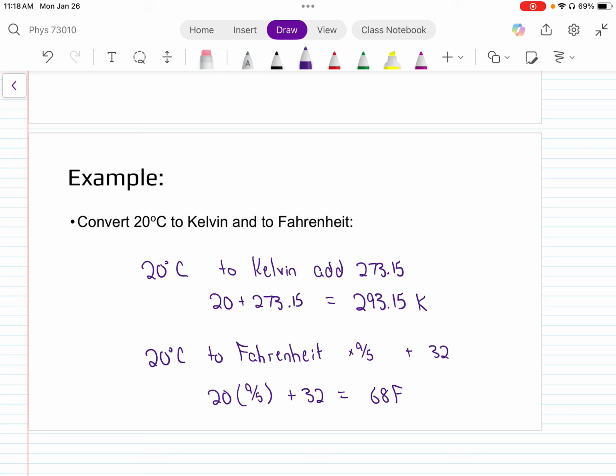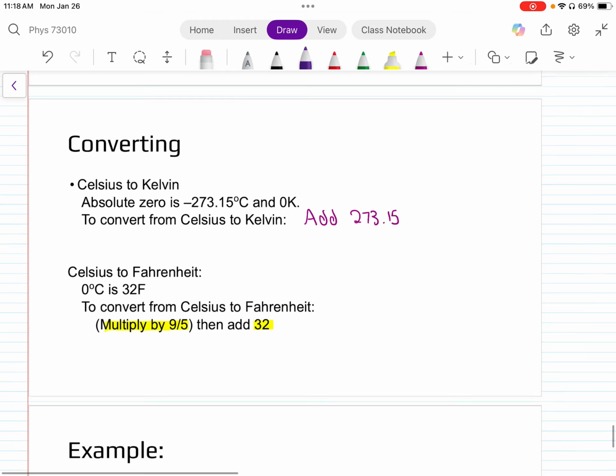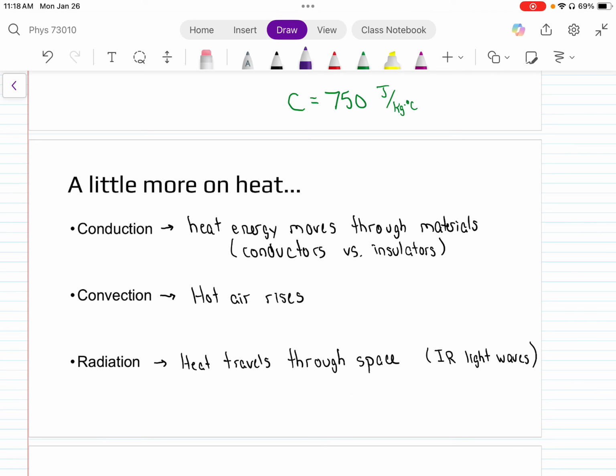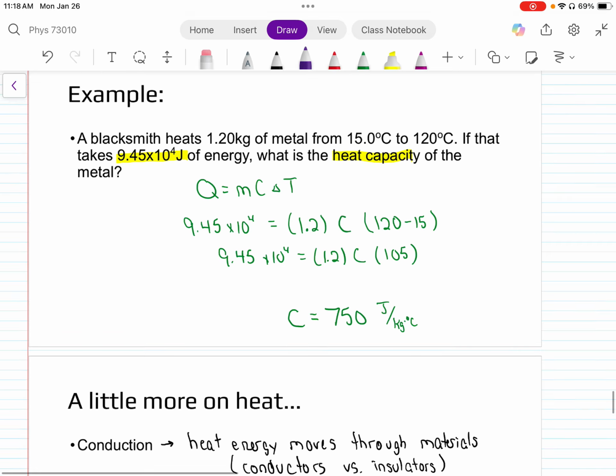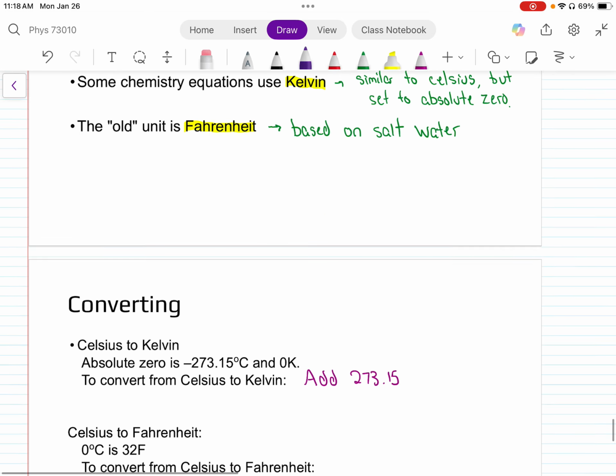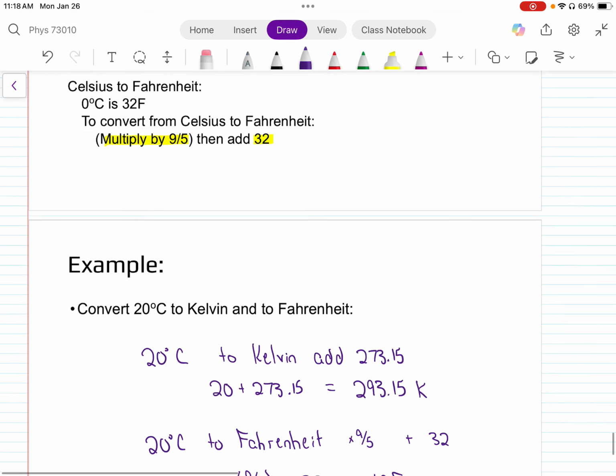For these last little things, just be aware that there are different scales of temperature, and you should be okay with these three words: conduction, convection, and radiation. But really the guts of it is doing the math of the mc delta T stuff, and of course the stuff we did earlier, conservation of energy with EG and EK.